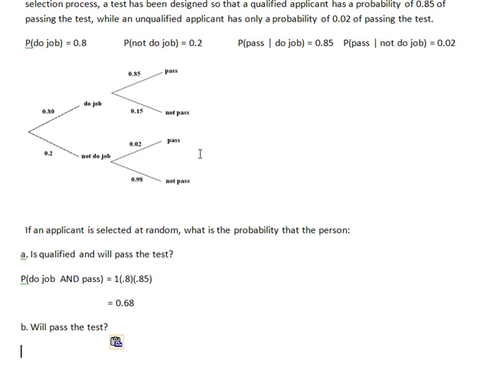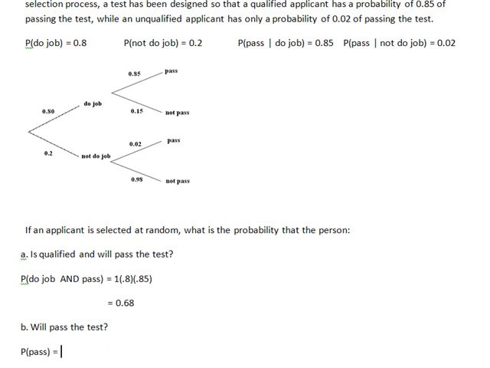So now I'm realizing that the 85% here is not passing the test. This is passing the test if you can do the job. This 2% here is not passing the test either. This is 2% of people who are not able to do the job, and they will pass the test. But this is just pass the test. In other words, if I write this using function notation, this is going to be pass, period.